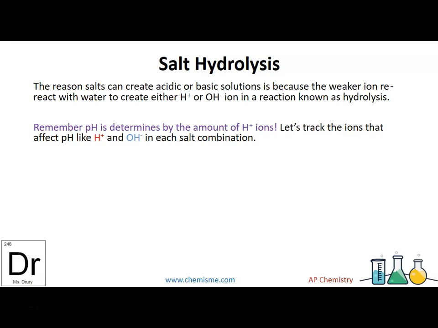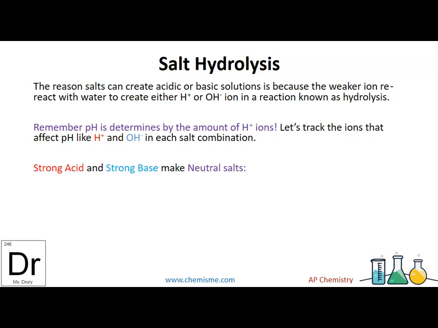Let's remember that the pH is determined by how many hydrogen ions you have. And let's track those pHs by tracking the hydrogen ions or hydroxide ions in each salt combination. Because it's not really that you have HCl, it's that you have H's that came off the Cl. Or HC2H3O2, it's that you have H's that left that C2H3O2, right? And so we're tracking those.